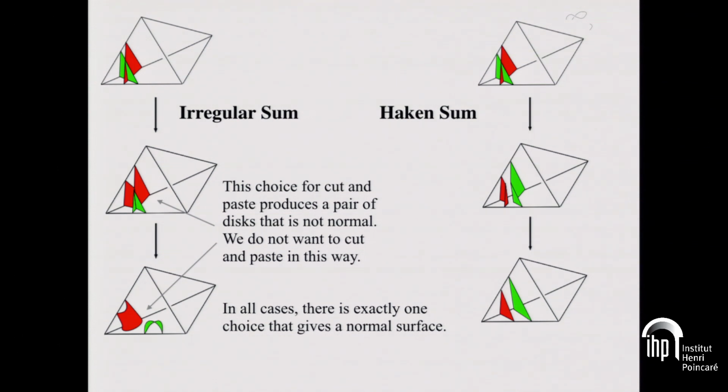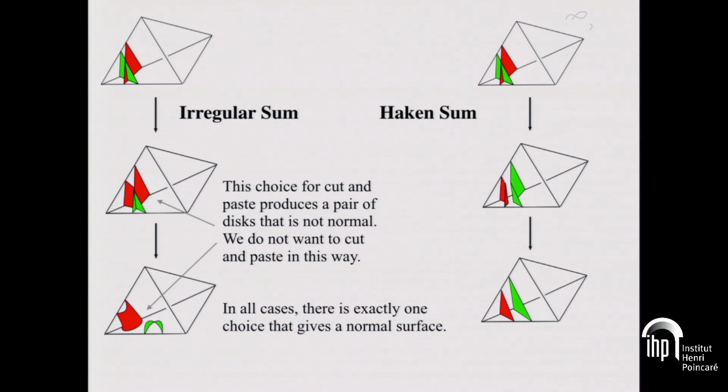If you did the other way of cutting and pasting, which I've done here, then you'll get an irregular sum. At the right is the regular sum, the Haken sum. At the left is the irregular sum, the wrong way to do it. And if you do that, you'll see you get these pieces that are not parts of normal surfaces. So you have to check all the cases. There are different ways the two quadrilaterals can intersect of the same type. Two triangles can intersect. Different types of triangles can intersect. In all cases, there's exactly one choice that gives a normal surface. Any questions?